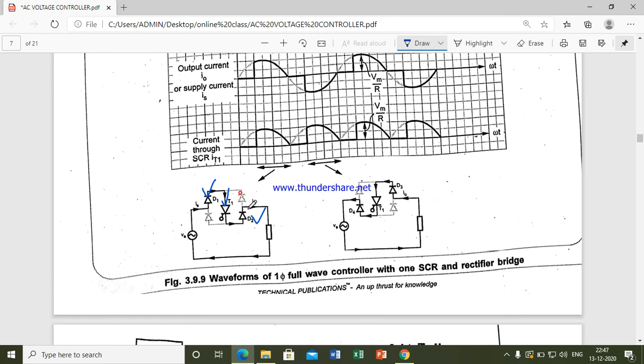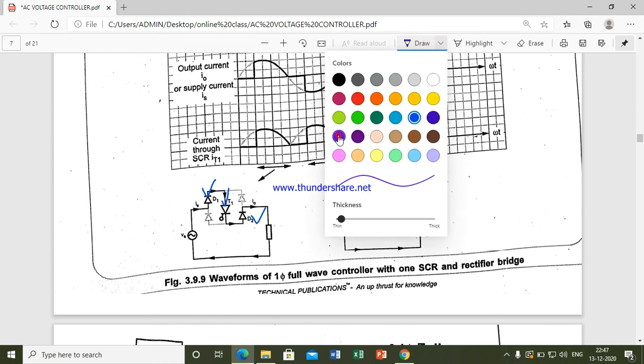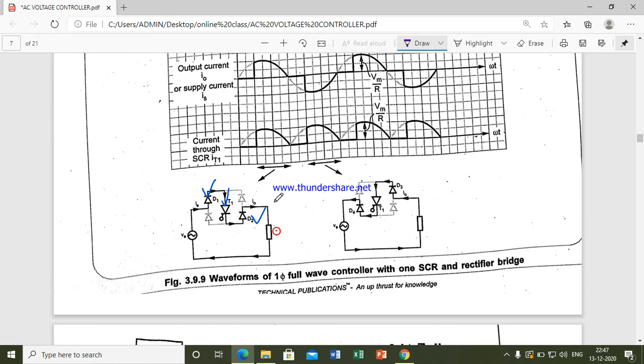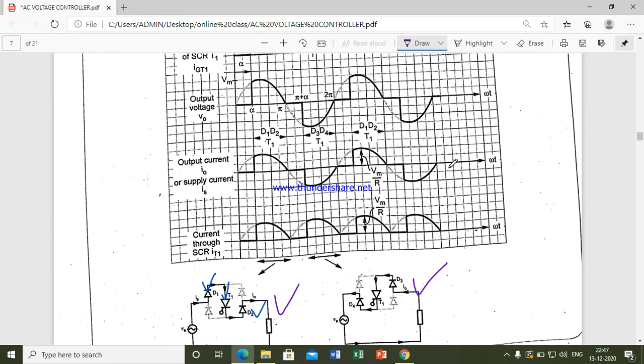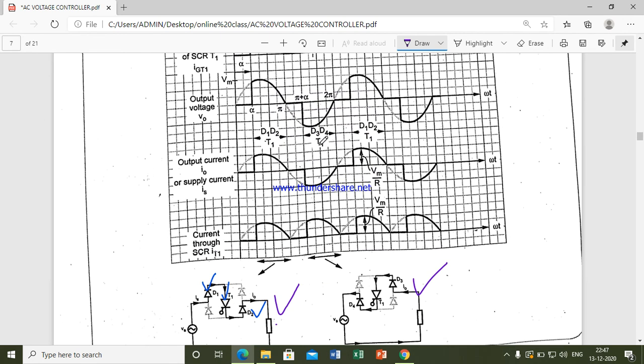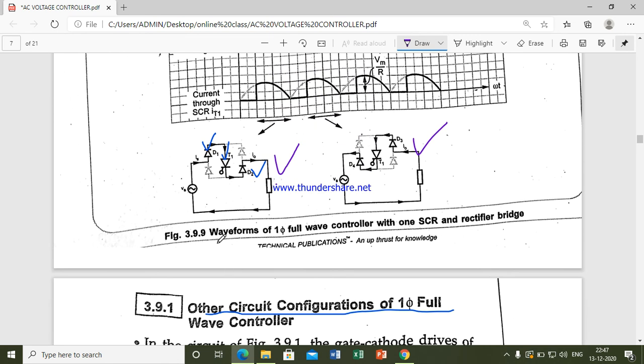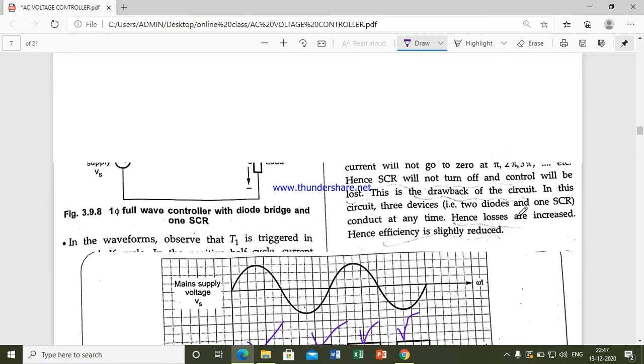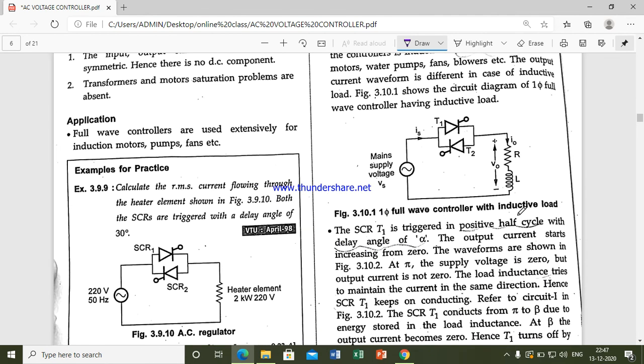So you can observe how it will be conducted during the positive cycle, and during the negative half cycle, and how it will be triggered. You can observe that the output voltage is this one. This is the waveform of the single phase full wave controller with one SCR and rectifier bridge. This is the concept.